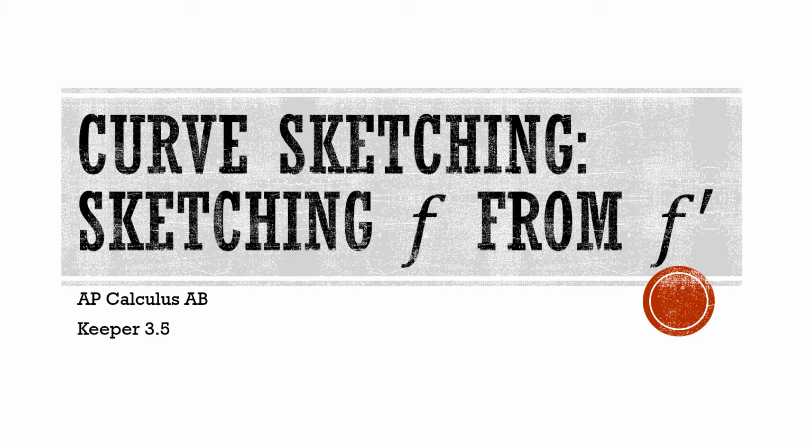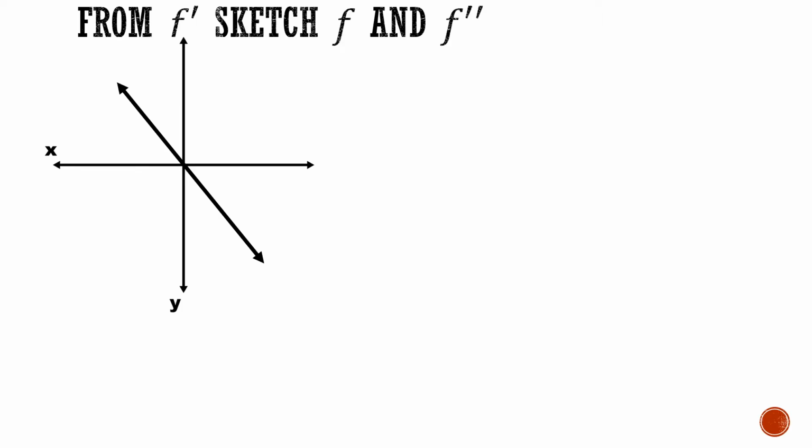Today's keeper is keeper 3.5, curve sketching f from f prime. So it's the complete backwards opposite of what you did yesterday. This time I'm going to give you f prime and you're going to sketch f for me. All right, so let's just jump right into an example.